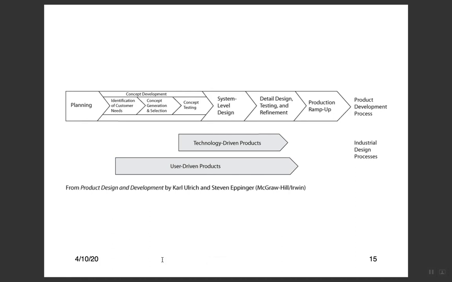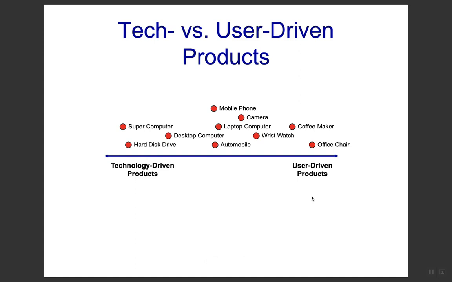Okay, guys, so it's very clear enough that user driven and technology driven can be combined to implement the industrial design process. But again, user driven is more dominant than technology driven. And these are some examples of products to see the contrast between user-driven and technology-driven products.